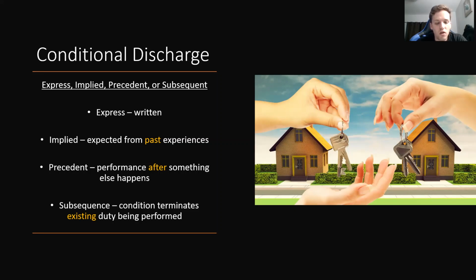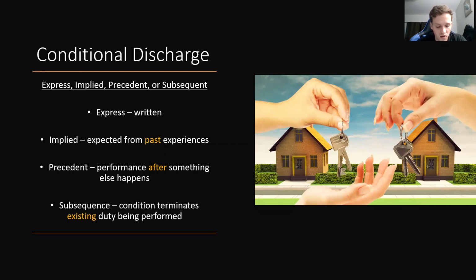So you're not going to do anything until you've received that loan. And then lastly here, subsequence is when a certain condition terminates the existing duty that is being performed. A good example of that is a nanny or a babysitter. This person takes care of the house or the children while the parents are away. And then when the parents come back, the contract is finished, and generally the parents will pay the nanny for the time that they spent taking care of their children.